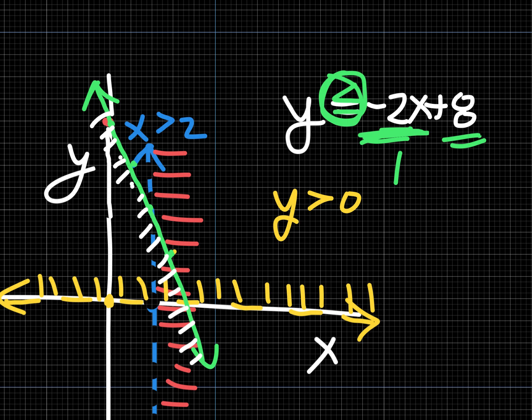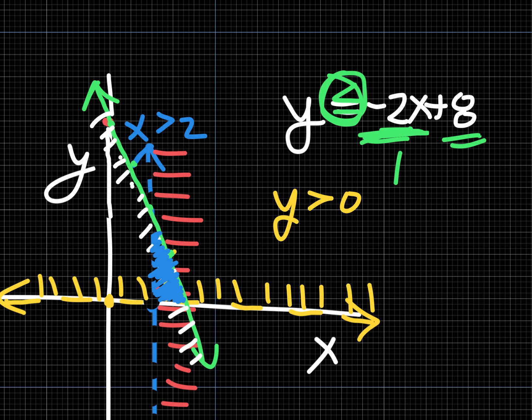Now, here's the hardest part. You have to be able to shade where they all overlap and remember its name. Where they all overlap is right in here. And its name, that's called the feasible region, because every point inside that region is feasible because it would work in all of the equations that I had.